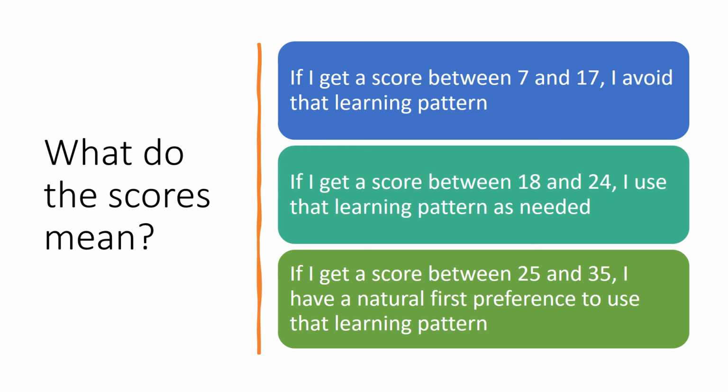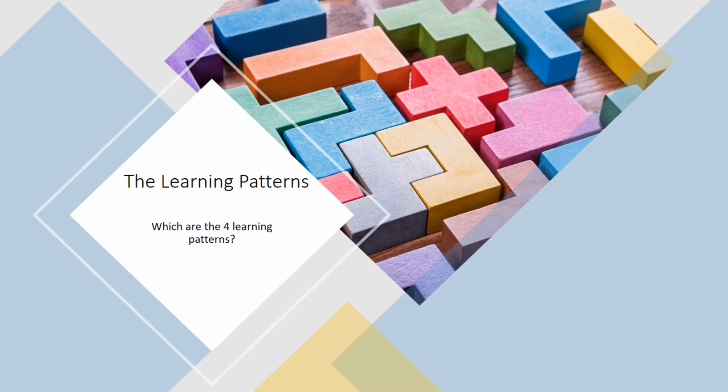What do these scores mean? If I get a score between 7 and 17, I avoid that learning pattern. If I get a score between 18 and 24, I use that learning pattern as needed. If I get a score between 25 and 35, I have a natural first preference to use that learning pattern. But what are these learning patterns? Which are the 4 learning patterns?